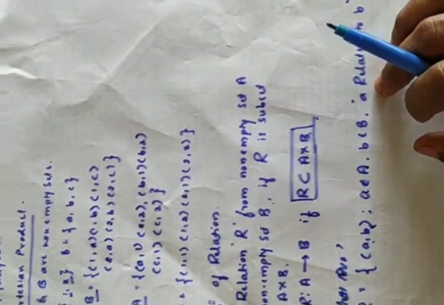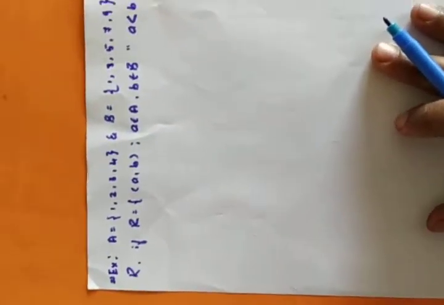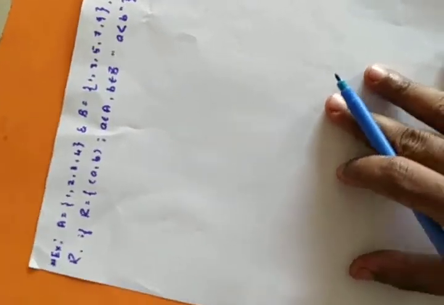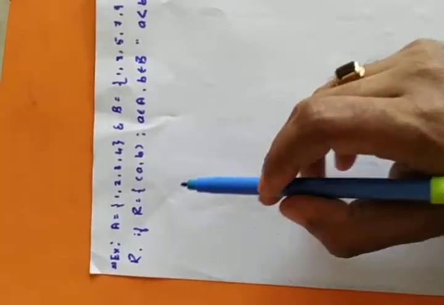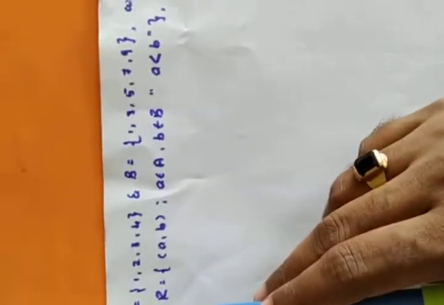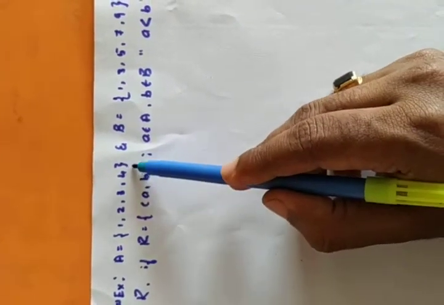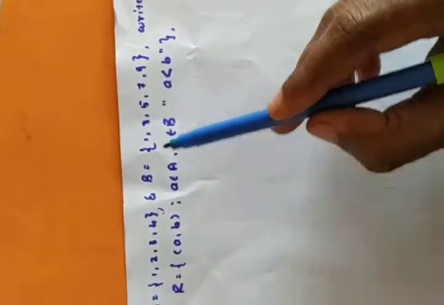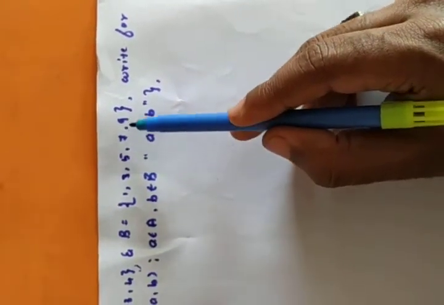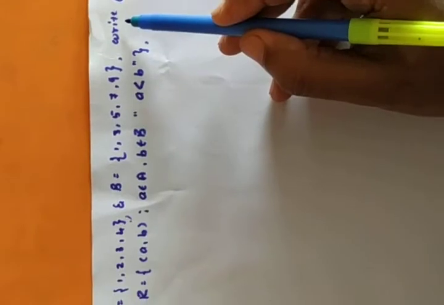Next we are going to solve one simple example on the relation R, to show that R is always a subset of A × B. In this example, set A is equal to {1, 2, 3, 4}, and set B is equal to {1, 3, 5, 7, 9}, and we have to write down the relation.